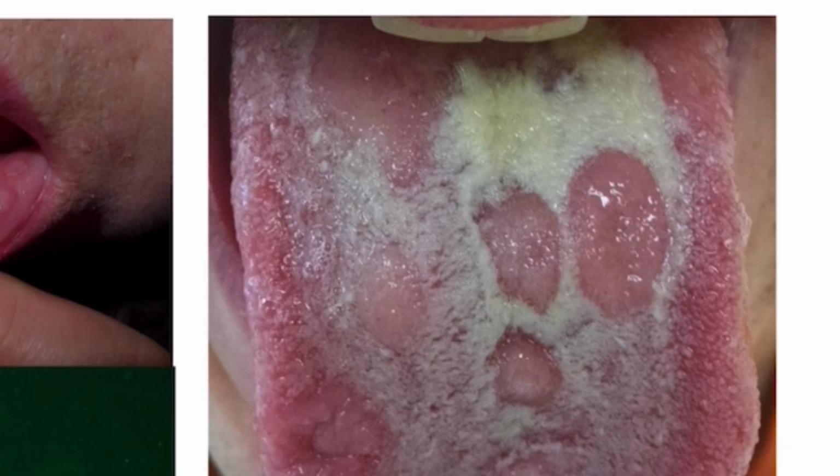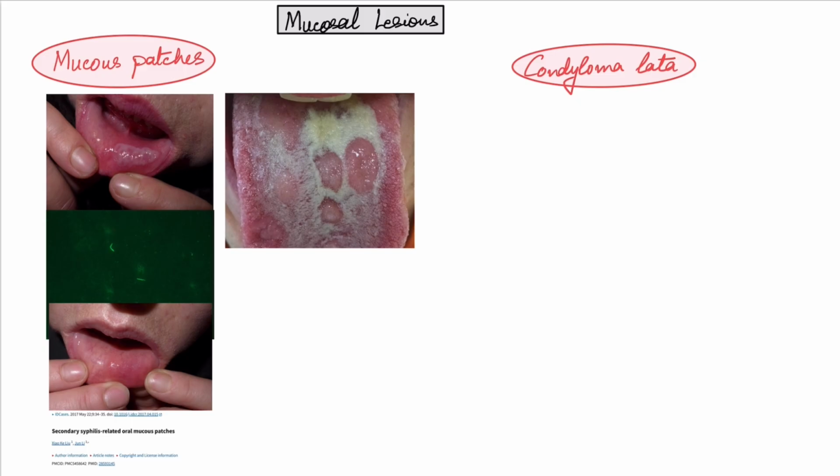Now we'll see a picture of the tongue. These are well defined plaques with loss of the papillae of the tongue that has become smooth. These are very classical of secondary syphilis. This picture is from the CDC Public Health Image Library. The next is very specific for syphilis.